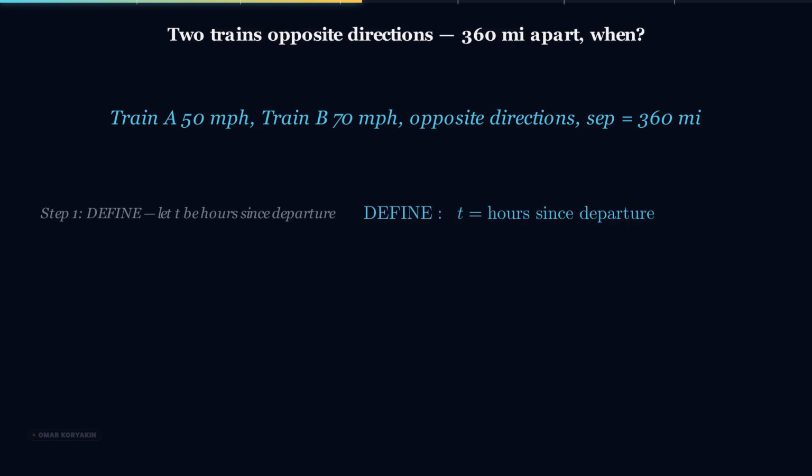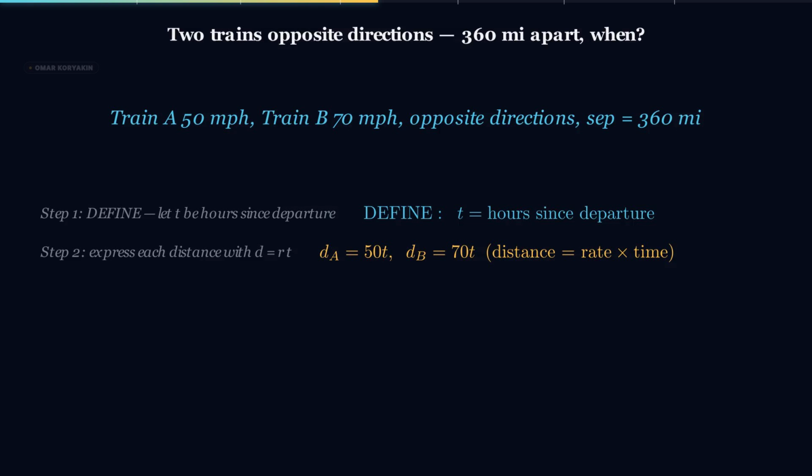Step 1. Define the variable. Let t equal the number of hours since both trains left the station. The distances each train has traveled depend on t through the distance, rate, time template: train A has gone 50t miles and train B has gone 70t miles. Both distances are now expressed in terms of the single variable t.